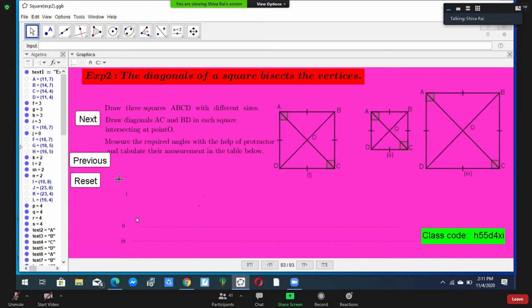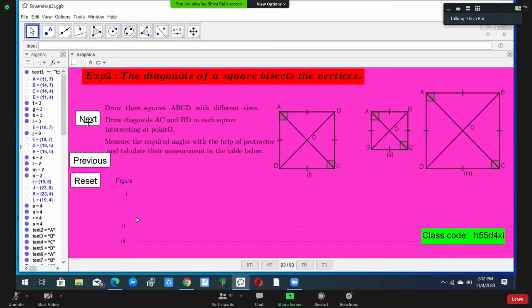Okay. You look here. You got the first figure. So you remember the steps. How to start. Draw 3 squares ABCD with different sizes. Draw diagonals AC and BD in each square intersecting at O. You look here, two diagonals, they are intersecting at O. You look here, they are intersecting. And measure the required angles with the help of a protractor and tabulate their measurements in the table below.